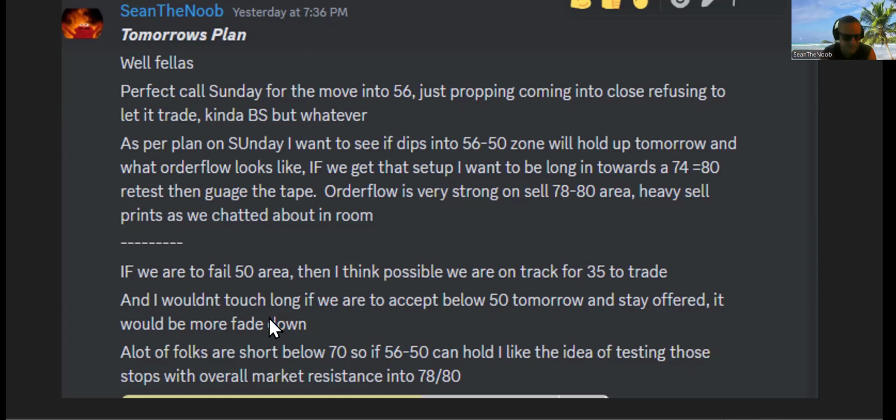And I wouldn't touch long if we were to accept below 50 tomorrow and stay offered. It would be more of a fade down. Yeah, absolutely. A lot of folks are short below 70. So if 56 to 50 can hold, I like the idea of retesting those stops with overall market resistance into 78, 80. Okay, so key levels, we'll revisit those.